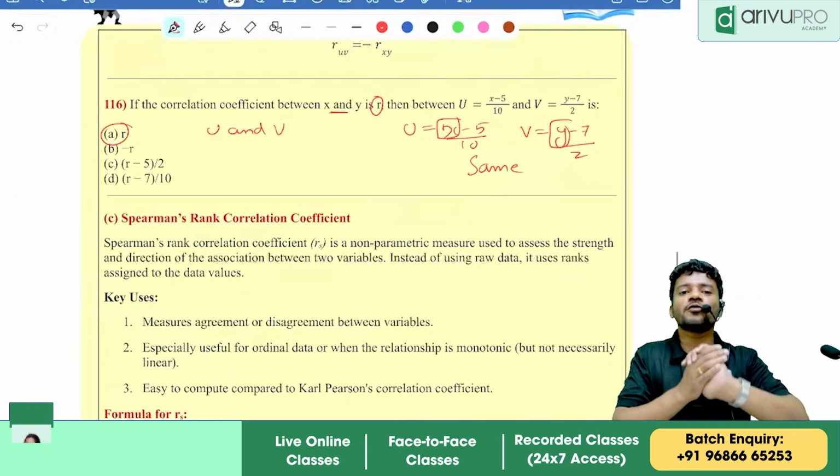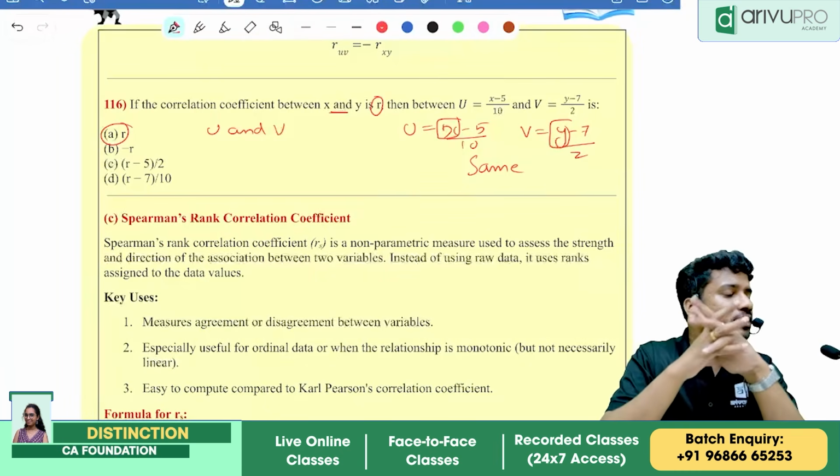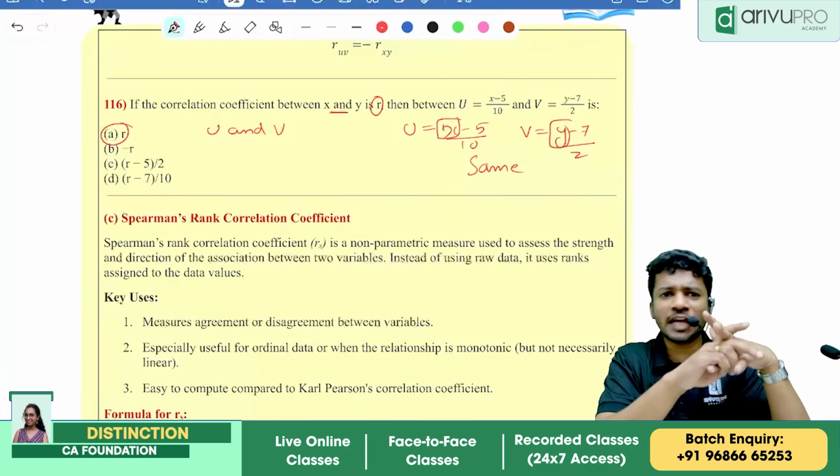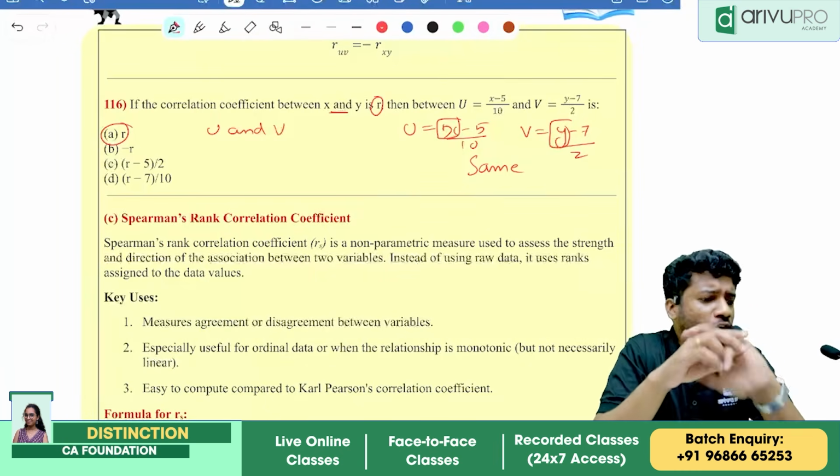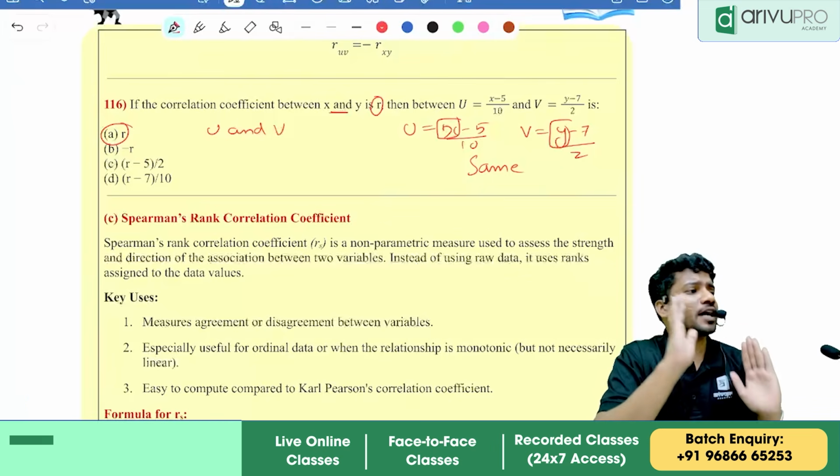Now, the third one. Spearman's rank correlation coefficient. I will ask you a very difficult question. What is the maximum value of Spearman's rank correlation coefficient?